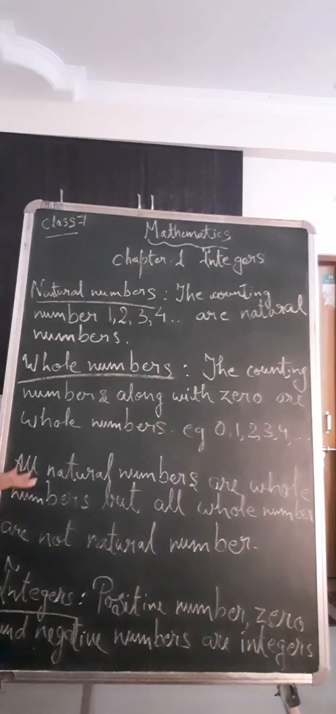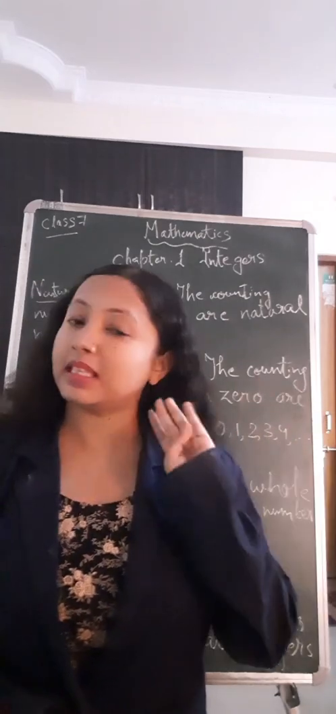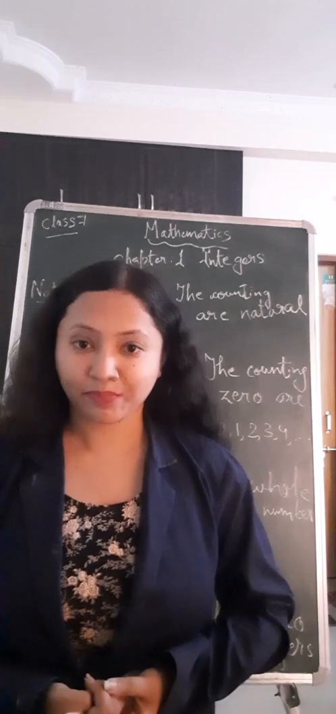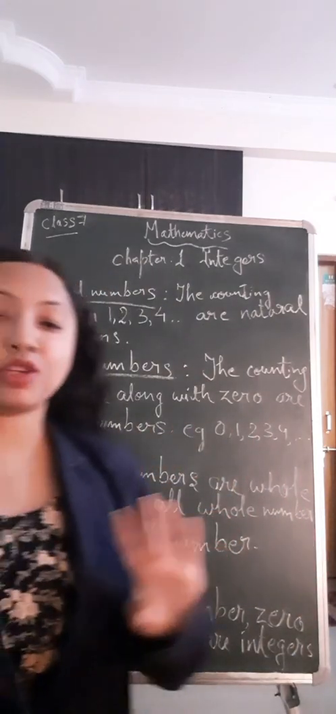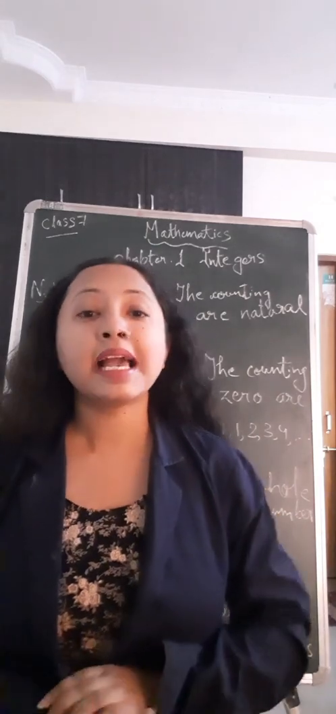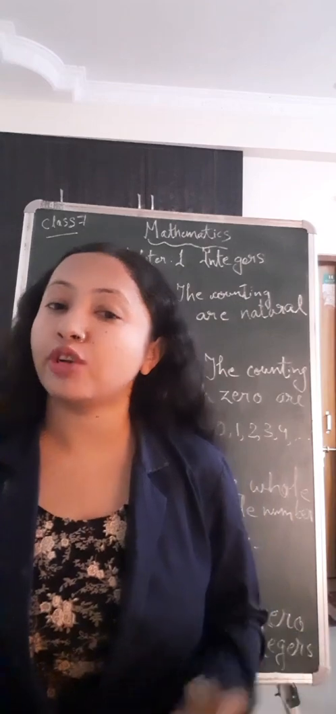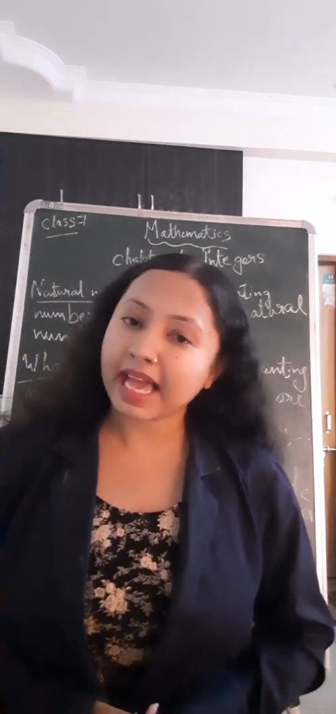So in conclusion, all natural numbers are whole numbers. That means 1, 2, 3, 4, 5, 6, these are natural numbers, and these are as well whole numbers. Fine, but all whole numbers are not natural numbers. All whole numbers cannot be natural numbers, and we have just one example for that, that is your 0. 0 is a whole number, but 0 is not a natural number, children.